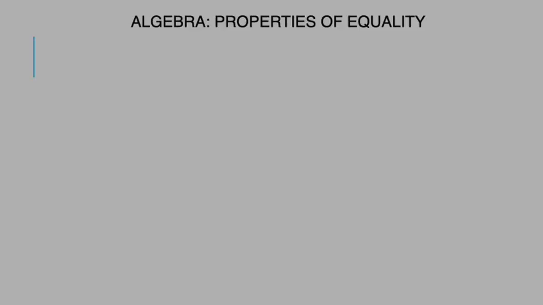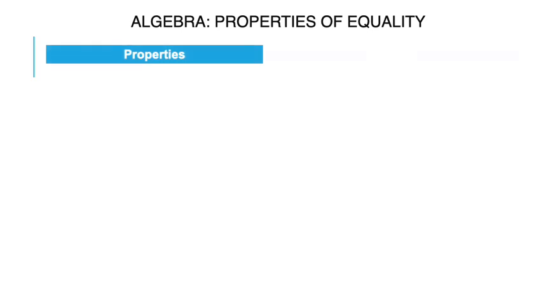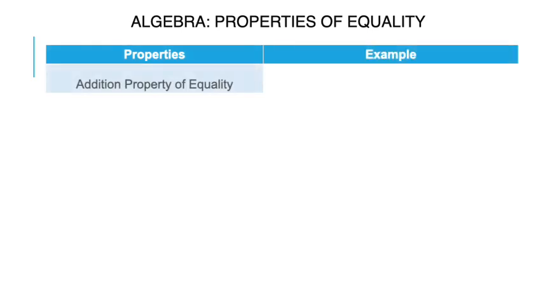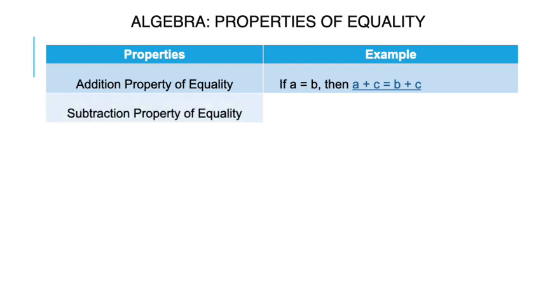Now let's look at properties of equality. The addition property of equality. It says if you start off with an equation like a equals b, then a plus c is equal to b plus c. Notice what happened. We are just adding the same number to both sides of an equation, and the equality holds true. Subtraction property of equality is very similar. If a equals b, then a minus c is equal to b minus c.